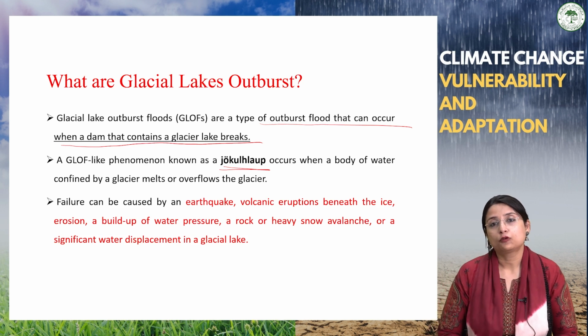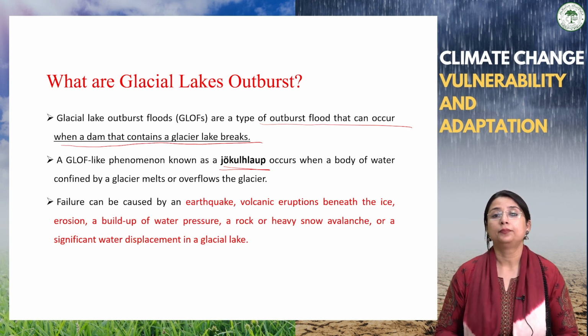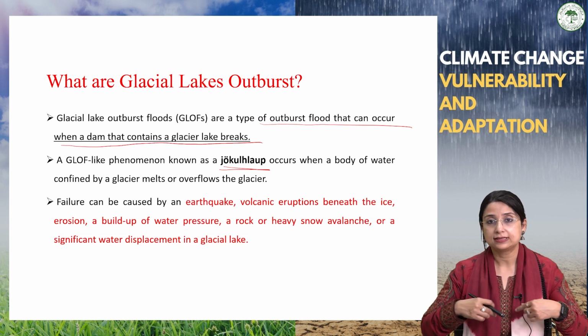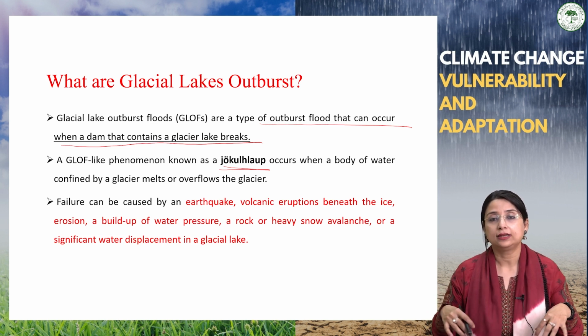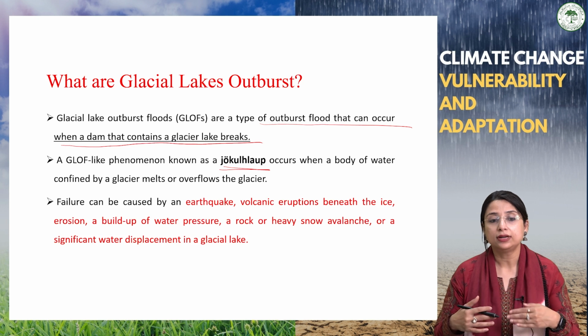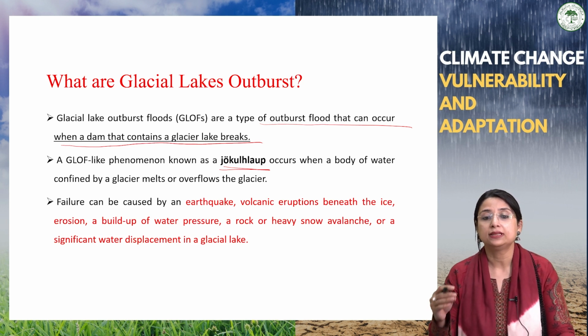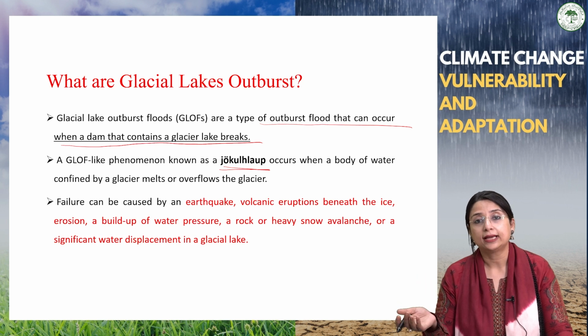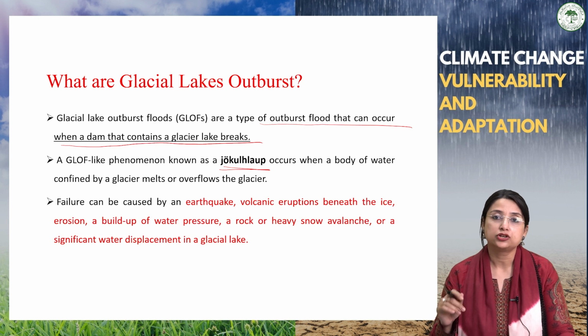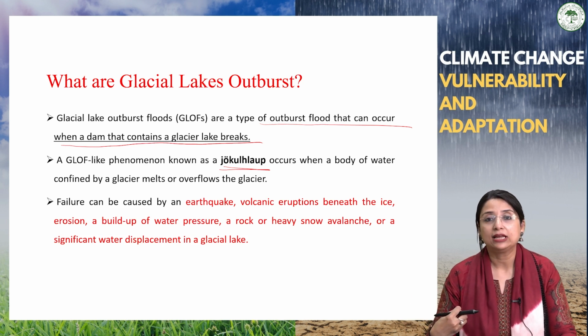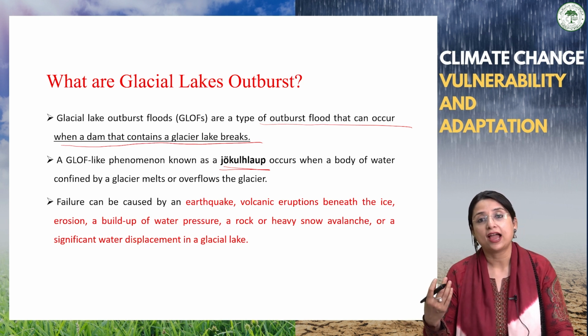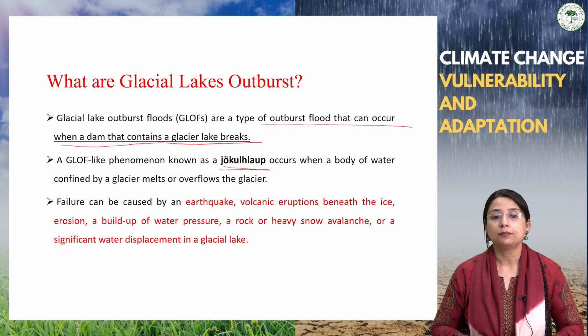Then this failure, or break, in the dam of the glacier, or the surrounding of the glacier, is generally caused by various reasons. It may be an earthquake, volcanic eruptions beneath the ice, erosion, a buildup of water pressure due to the immense melting of ice, or a rock or heavy snow avalanche. These are some of the reasons through which the breakage in the dam takes place.